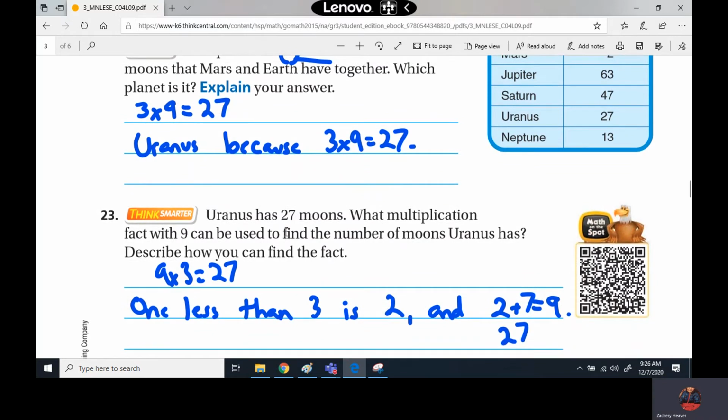And it says Uranus has 27 moons. Right? What multiplication fact with 9 can show the number of moons Uranus has? Describe the fact. Well, we just did it. 9 times what can equal 27? It's 3. Because 1 less than 3 is 2, and 2 plus 7 make 9. 27.